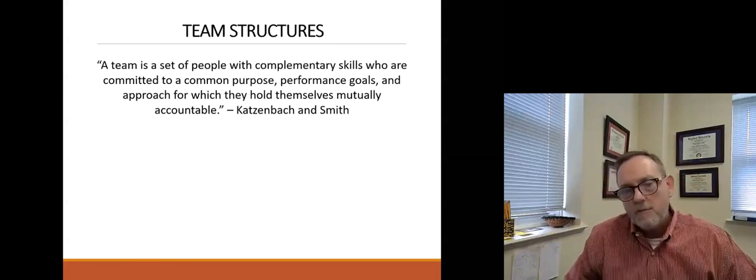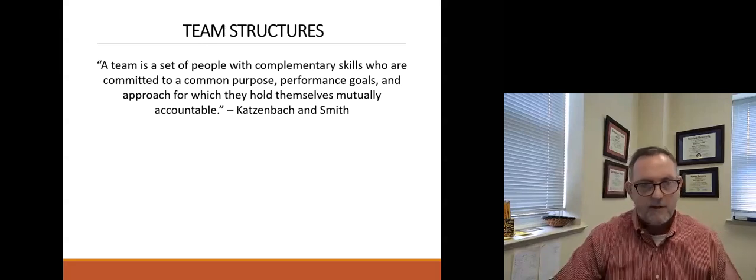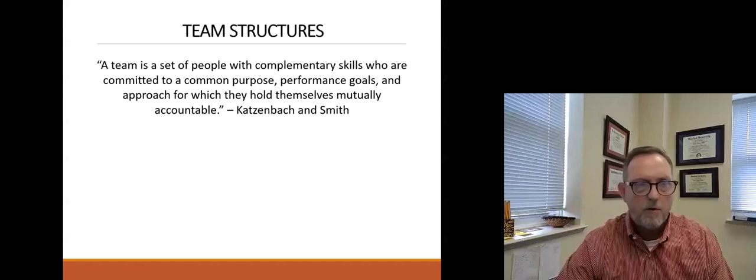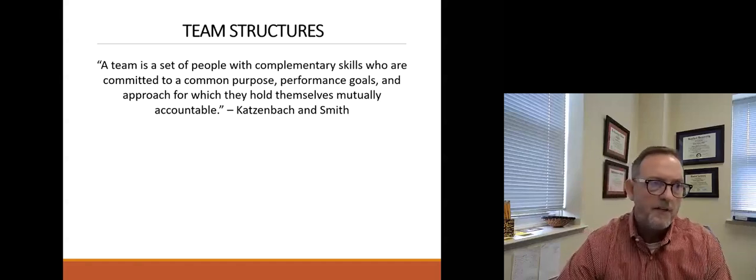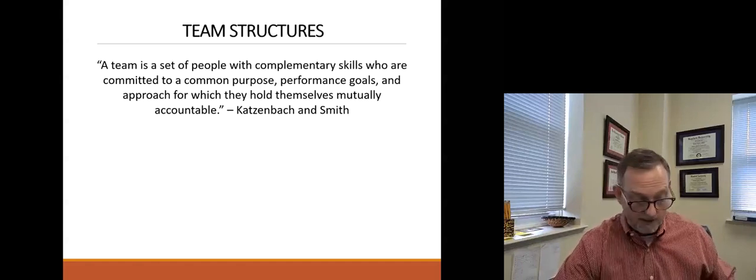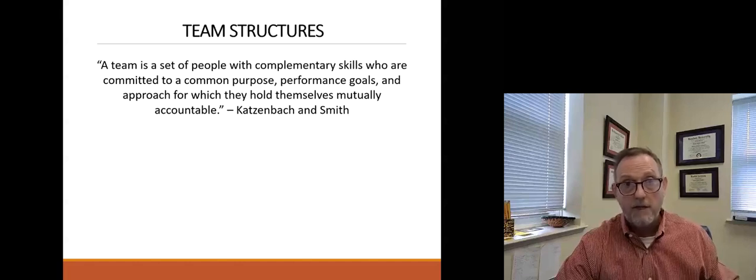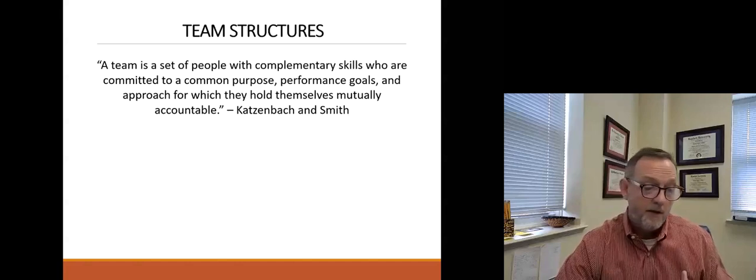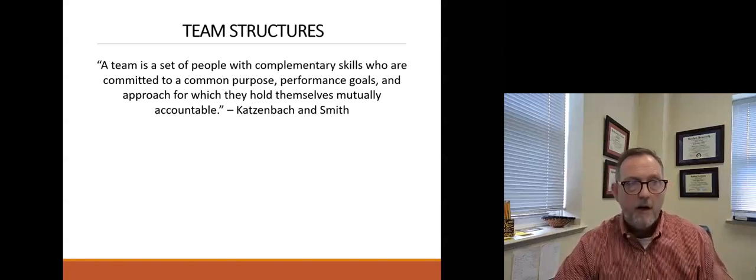So let's talk a little bit about team structures, as we progress here. And this simple quote from Katzenbach and Smith: a team is a set of people with complementary skills. That means skills that go together, right? Who are committed to one common purpose, performance goals, and approach for which they hold themselves mutually accountable. So when the team succeeds, you all succeed. When the team fails, no individual fails, you all fail in your efforts.